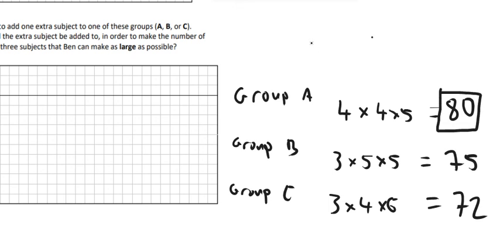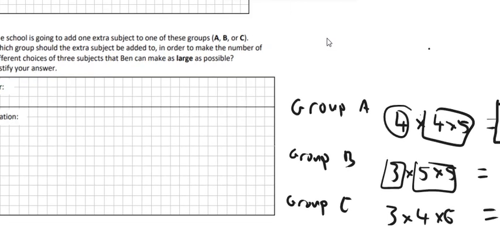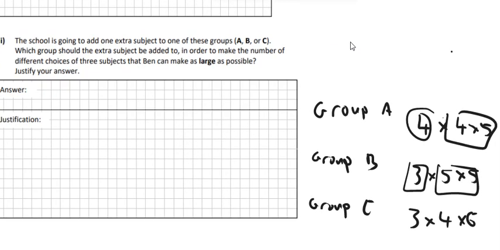It's because you're bringing up the smaller number. So now you've got 4 times 5 instead of here where you've got a smaller number times 5. The way it works out, it's going to be Group A. So you can use that as your justification anyway. So the answer is Group A. And your justification will be that it'll be 80 choices.